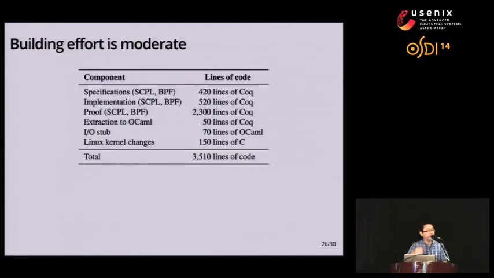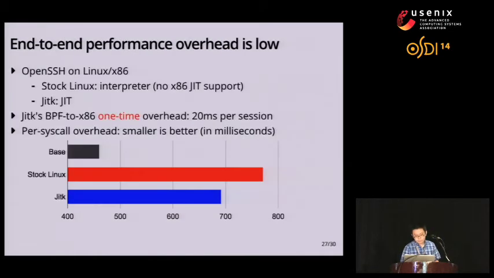Here's the lines of code breakdown by component. You can see for specification and implementation, it's only a few hundred lines of code. The proof is the largest part, with over 2,000 lines of code. The modifications to other parts are minimal. Overall, it's a little bit over 3,000 lines of code. And we have used a lot of components from CompCert, which doesn't show up here. So we believe the effort here is moderate.